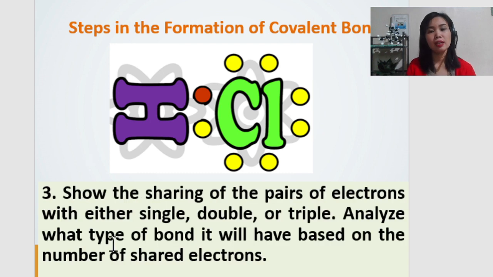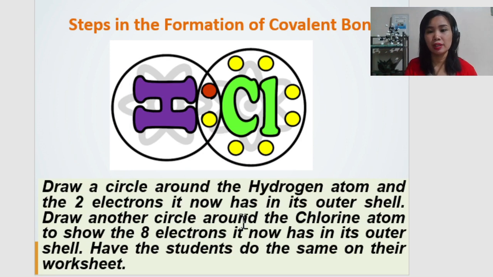And number three, show the sharing of the pair of electrons with either single, double, or triple. Analyze what type of bond it will have based on the number of shared electrons. Like what we did kanina, unsaon na mo pagkuan, ma'am? Pagpakita sa ilahang sharing of pairs of electrons. If the ionic, we will use the arrow, of course, kasi sharing man ni siya, no? So, mugamit yung tao ka ng circles. Okay? Overlapping of circles. Yan.